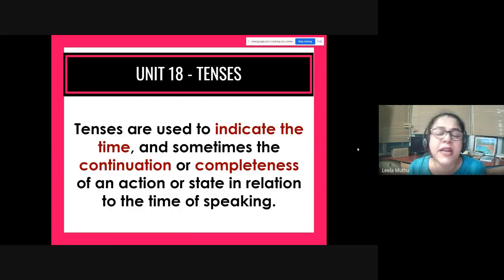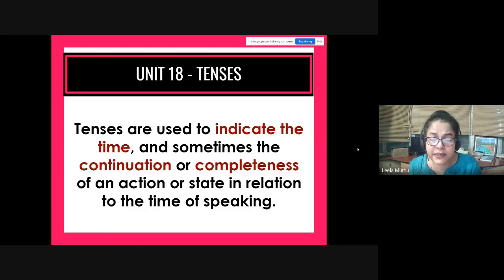So tenses, when are they used? They are used to indicate the time, and sometimes the continuation of the time, which is the ing form of the word. Jumping. I'm looking at you and I'm teaching you. Okay, if I finish teaching you, that means I have taught you, but tomorrow I shall teach you again in the future. So we use words to show the time when an action occurs.